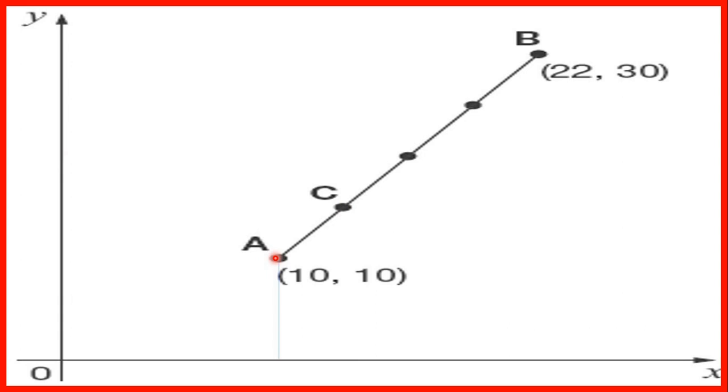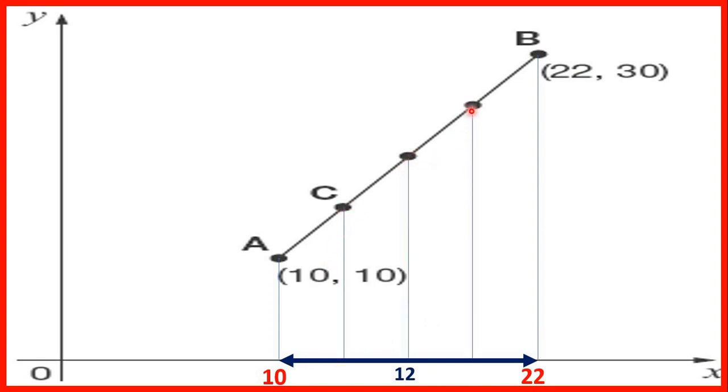So we know that the x-coordinate for point A is 10 and the x-coordinate for B is 22. Now the difference between 10 and 22 is 12, but we have another 3 points in the middle. So that gives us 4 spaces altogether. So from one point to the next will be a difference of 3, because 3 plus 3 plus 3 plus 3 is 12, and the difference between A and B is 12. So C will be 3 more than 10, so that's an x-coordinate for C of 13.